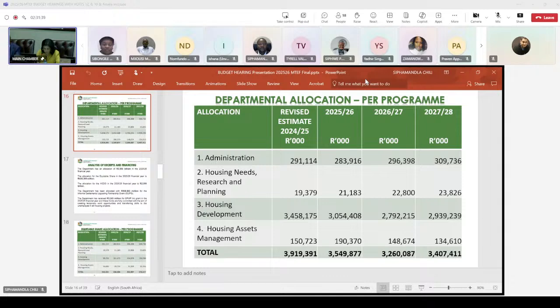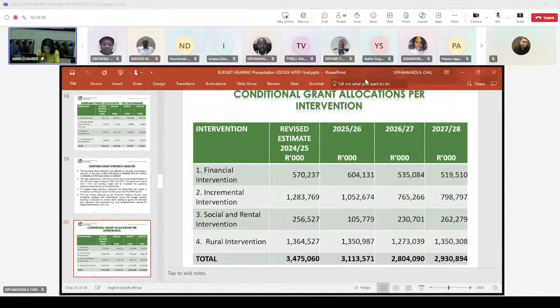Program 3, Housing Development, was 99,7, 3 and 309,7. Program Rental Interventions was 256. It's now 105,7, 230,7 and 262,2. Rural Interventions was 1,364 billion. It's now 1,350 billion, 1,273 and 1,350 billion in the outer years.